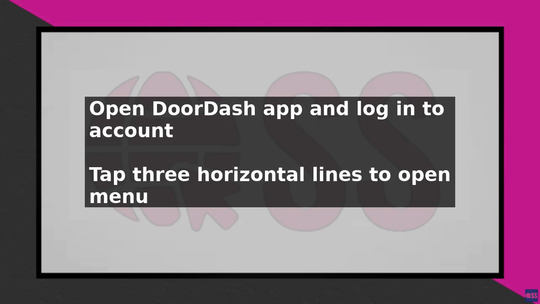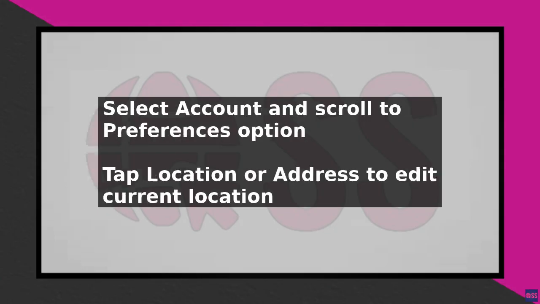From the menu, select Account to access your account settings. In the Account section, scroll down to the Preferences or Settings option and select it. Look for the Location or Address option and tap on it to edit your current location.